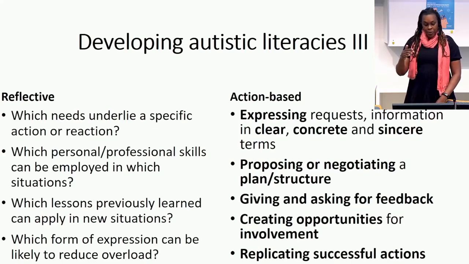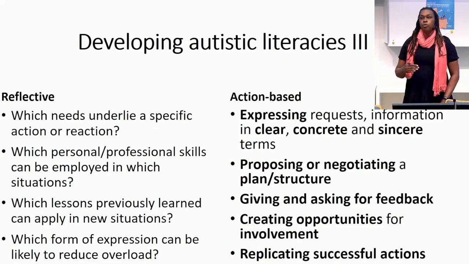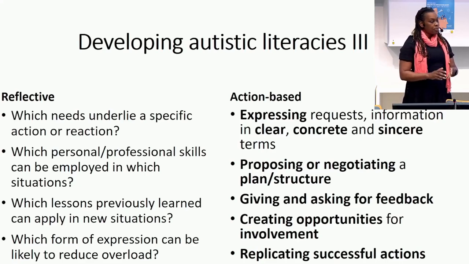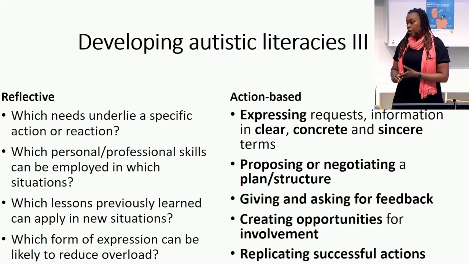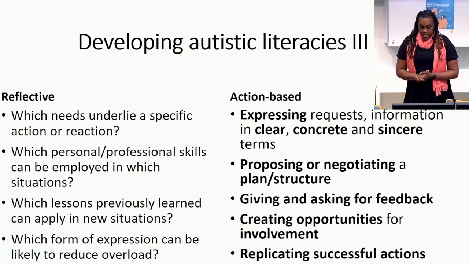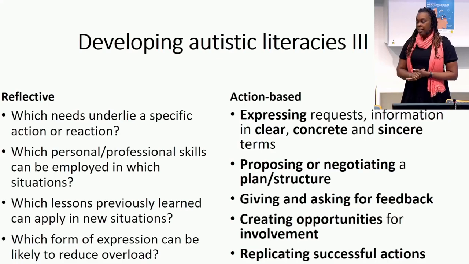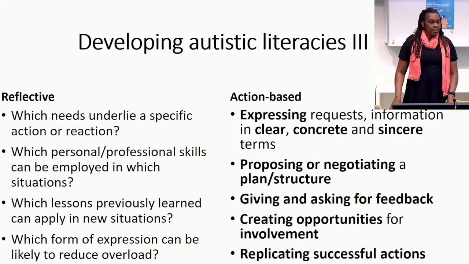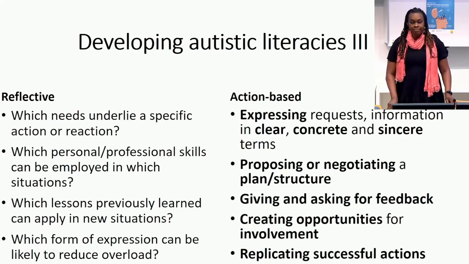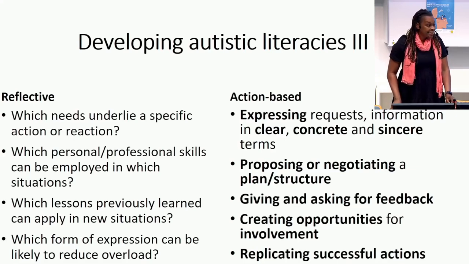What do we do? I'm going to go through the list and I'm going to give you examples from maybe the school context or from the home context or from the relationship context. The first one is expressing requests, information, and so on in clear, concrete, and simple terms. This one is easy for me. For example, as a mother, I will not say, the garbage is full. If I say that to my daughter, she might say, I guess I'm supposed to throw it out. My son would not budge because I haven't said anything to him.